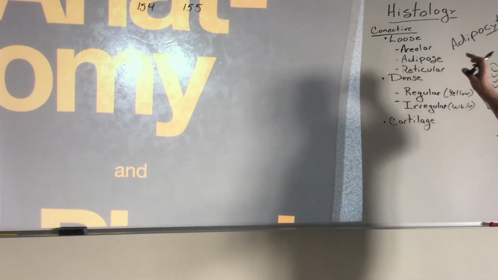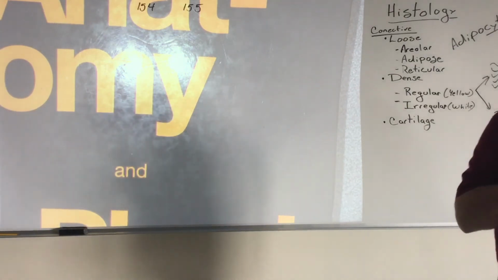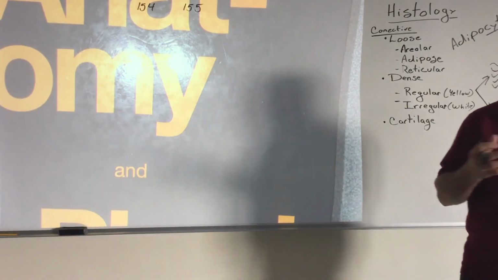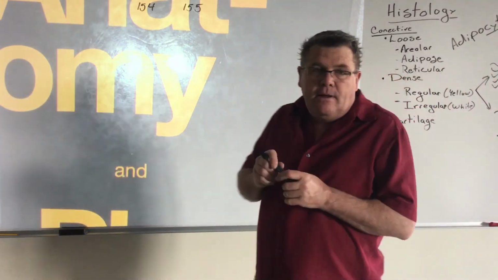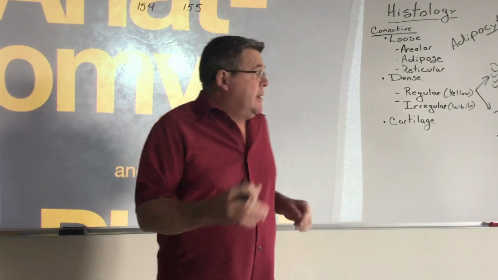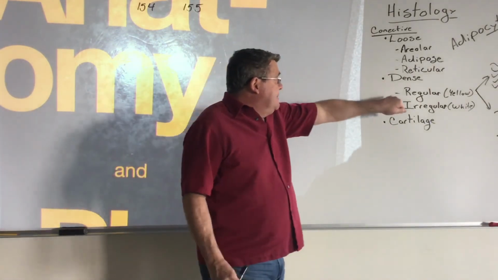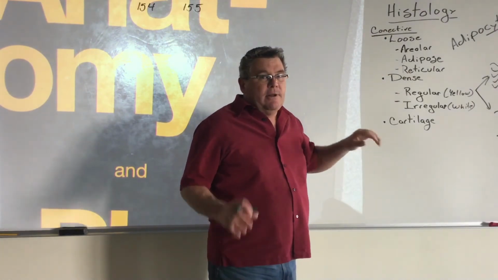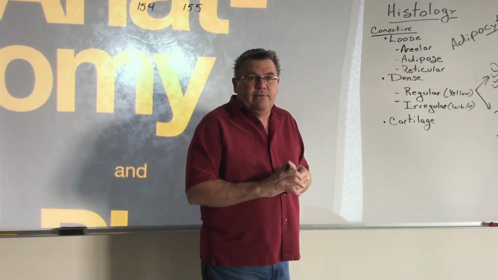Regular you would find in really tough things like tendons that end up holding muscles and bones together, and ligaments that hold bone to bone. If anybody's ever torn your ACL, you happen to have done damage to regular dense connective tissue, not like any of the other tissues that we've looked at.